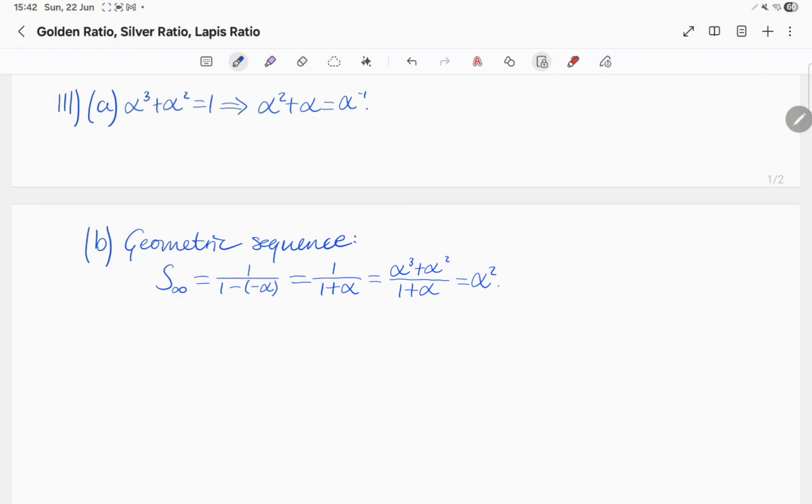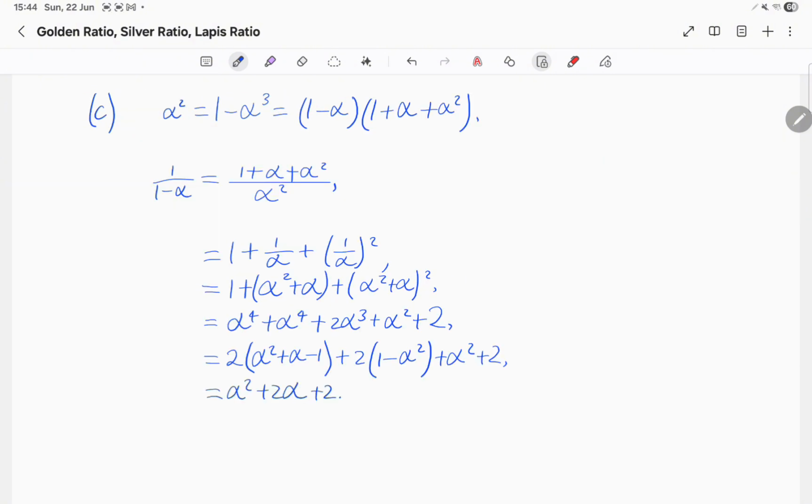Firstly, we'll notice that this sum is a geometric series with a common ratio negative alpha. Therefore, S infinity is equal to 1 over 1 plus alpha, and substituting 1 from the definition gives us alpha cubed plus alpha squared over 1 plus alpha, which is equal to alpha squared. Now we'll move on to part C.